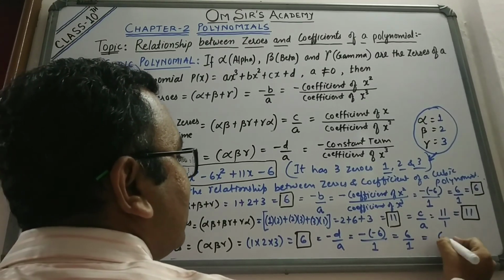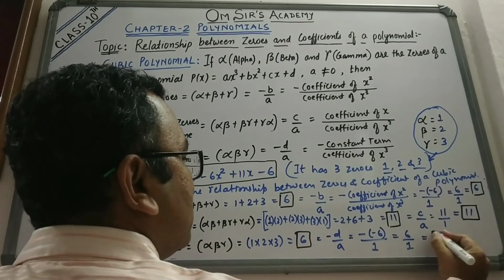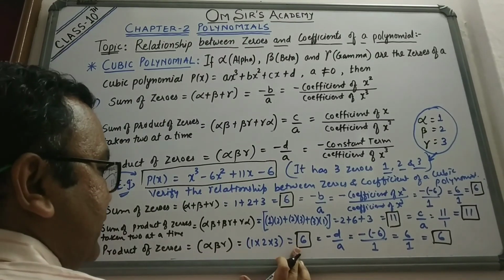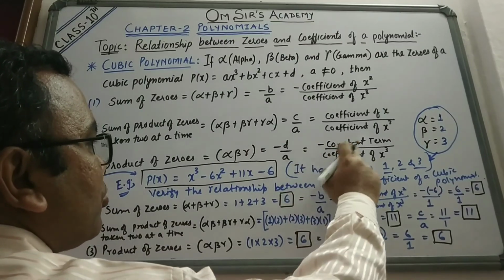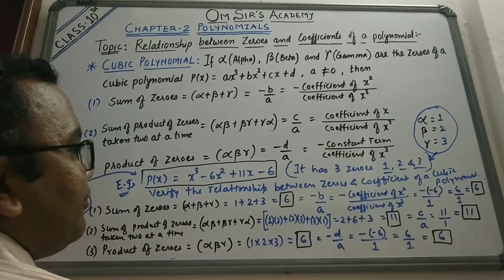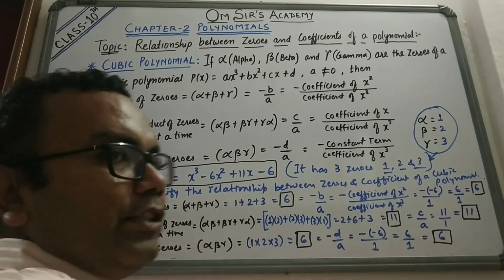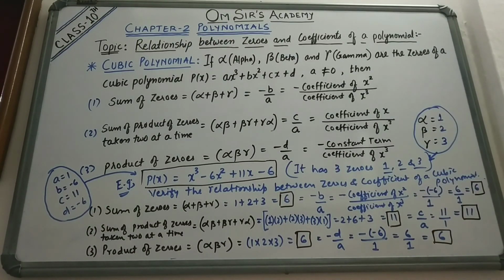So the answer will be 6. Here also the product of zeros, that is alpha into beta into gamma, was 6, which is equal to minus d upon a, that is minus constant term upon coefficient of x cube. Is it clear, friends? So this way we verify the relationship between the zeros and coefficients of a cubic polynomial.